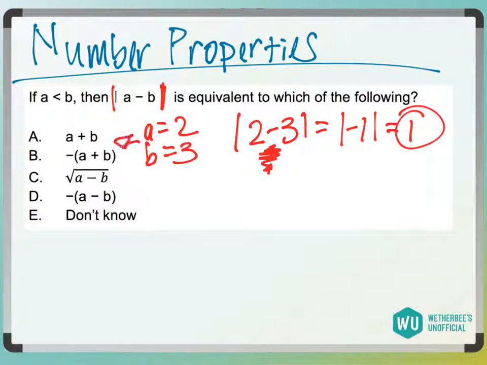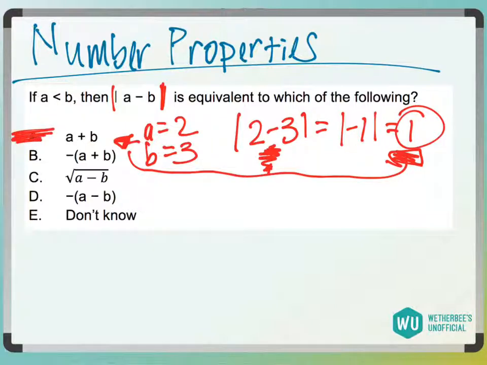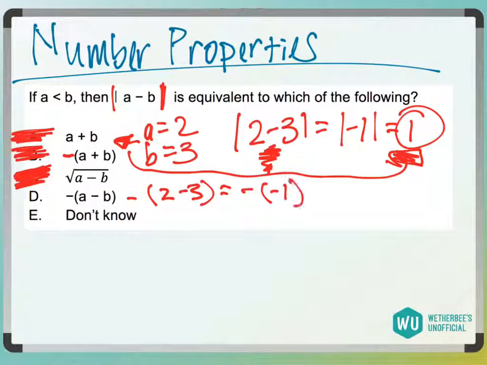So now I want to plug A and B into my answer choices, and I want to keep anything that tells me that it's 1. Answer choice A would be 2 plus 3. 2 plus 3 does not equal 1. Answer choice B would be negative 2 plus 3. That would be negative 5. Answer choice C would be 2 minus 3, which would be root negative 1, and that's not even going to be a real number. So we're left with D, which if we test, D is negative 2 minus 3, which is negative 1, which equals positive 1, and that one checks out. So answer choice D.